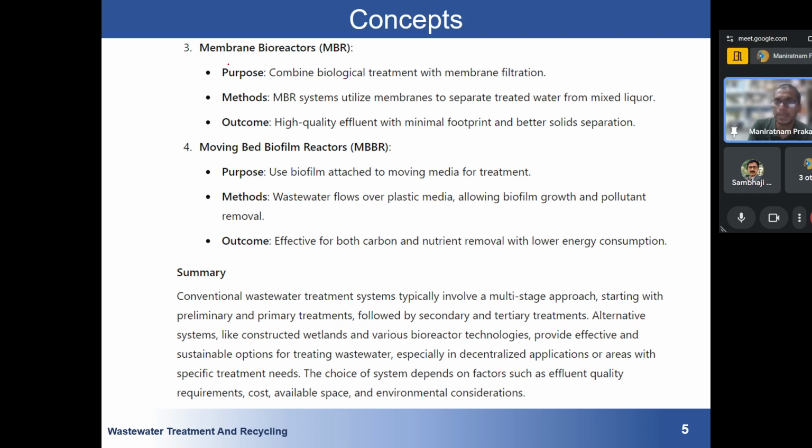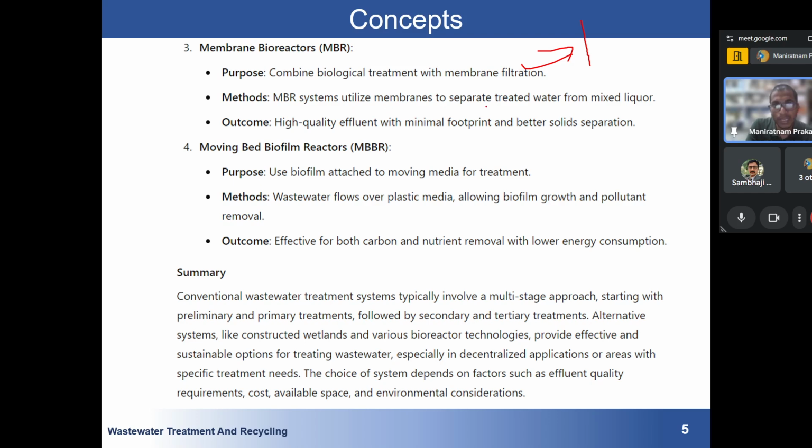Then we have the membrane bioreactor. These are a little bit costly treatment methods, so generally in economically marginalized populations, these processes are rarely used. But at some places, membrane bioreactors are used. The name itself suggests it combines biological treatment with membrane filtration. We have already seen how a membrane works. We allow our water to pass through the membrane, which has pores that capture the pollutants. Along with this membrane, we are allowing some biological treatment also.